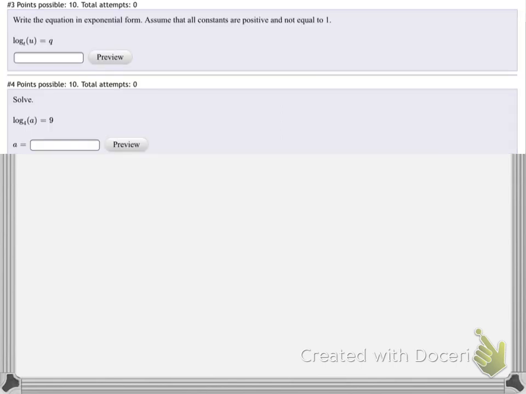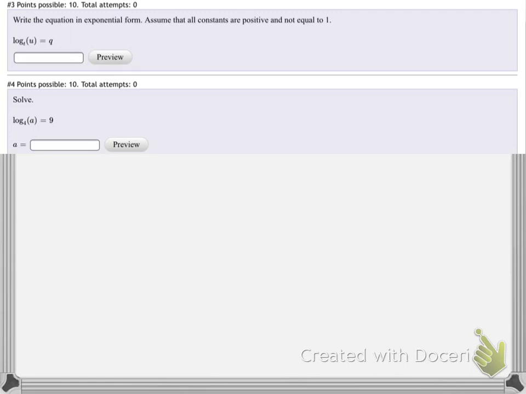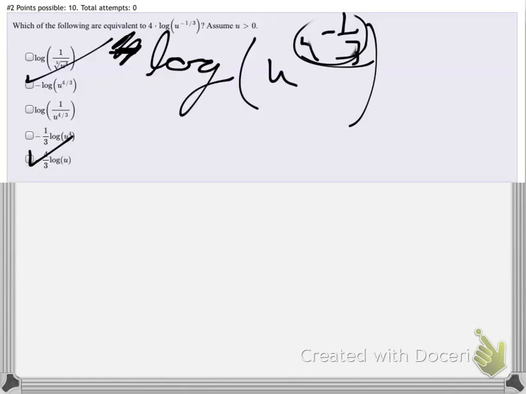then 4 times negative 1/3, I just accidentally erased all that. Whoa. Now I just erased everything. Let's see if I can redo some of that. Did that help? Okay. 4/3 negative. Where was I?